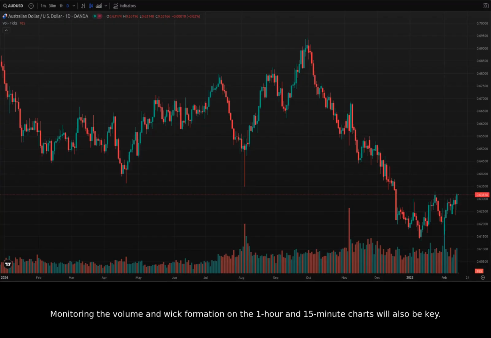Monitoring the volume and wick formation on the 1-hour and 15-minute charts will also be key. The release of economic indicators and any significant news events will also be important to watch. Remember that this is just an analysis and future predictions are always uncertain. Always exercise risk management and trade safely.